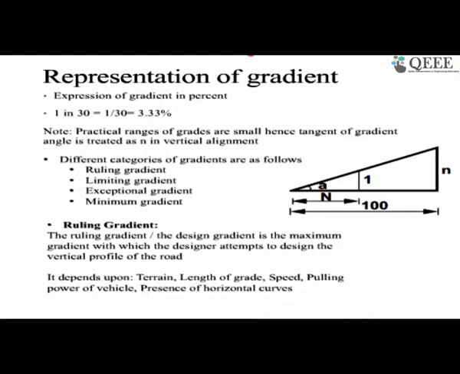The ruling gradient is the gradient which the designer wants to use. This is the maximum gradient they want to provide in the design. It depends on the terrain, the length, the speed and pulling power of the vehicle, which is the traction we discussed earlier, and the presence of horizontal curves.